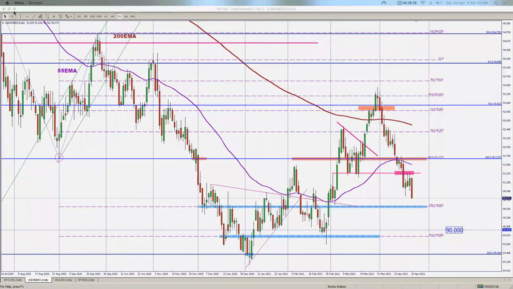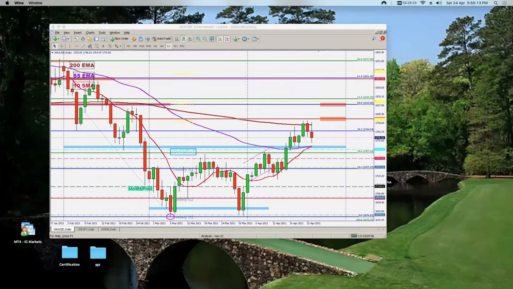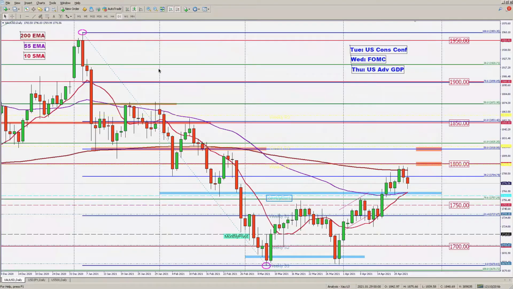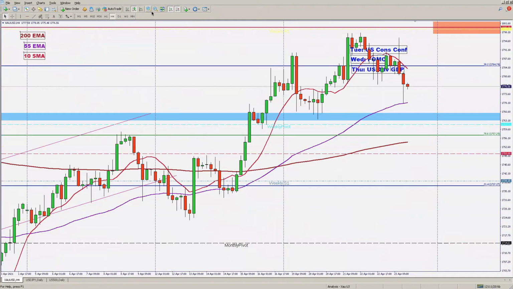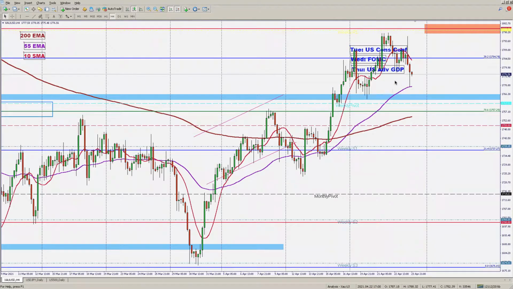All right, let's go back to the spot gold, and let's take a quick look at the 4-hour time frame. It has tested the 4-hour 55 EMA for support, and we'll see if it's able to continue higher to test the 1800. If it does, there could be a rejection and a bearish move down short term, or it could be worse if the US dollar rises.